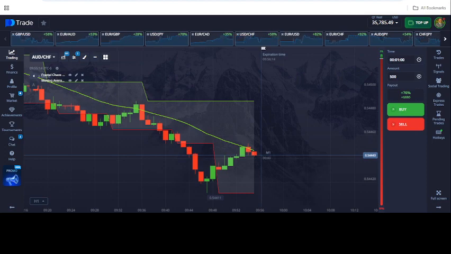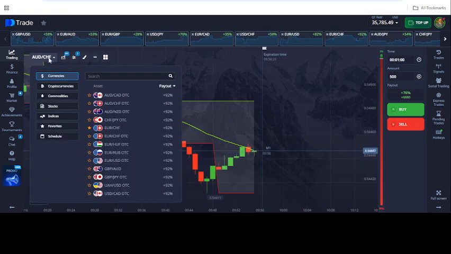So today I'm on the Pocket Option platform, and I'm going to be trading Forex currency pairs here. If we click on our assets icon here, we have different assets available to trade on the Pocket Option platform. We have currencies, cryptocurrencies, commodities, stocks, and indices. I'll be focusing on currencies.